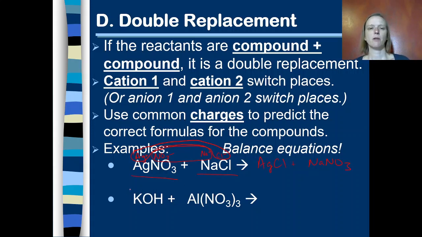Let's look at another example. Potassium hydroxide plus aluminum nitrate. Again, compound plus compound. I need to think double replacement.